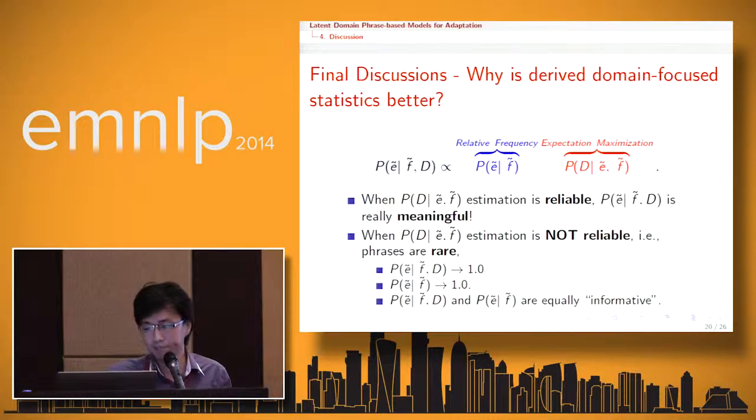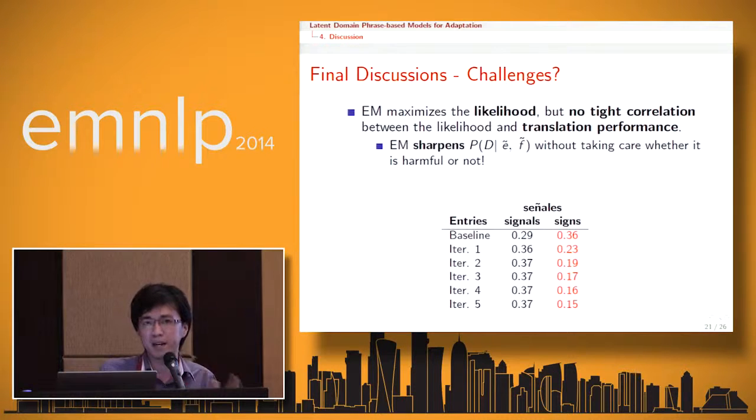But we still have a challenge, like I said. What EM does is try to sharpen the P of D given phrase, and it tries to do it without taking care of whether it's good or not. It's quite sad, but it's true.